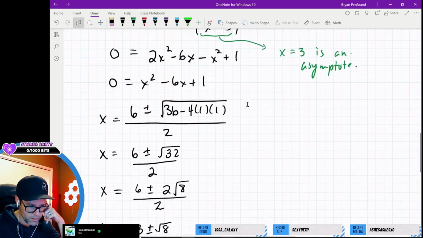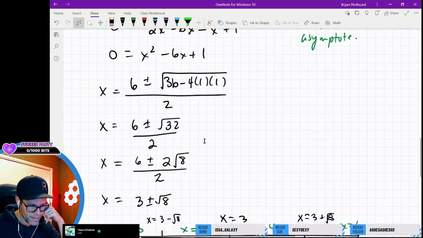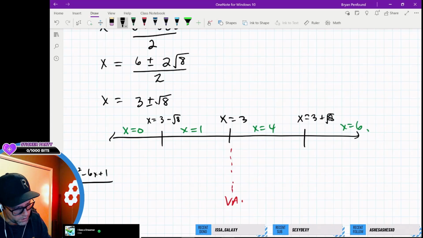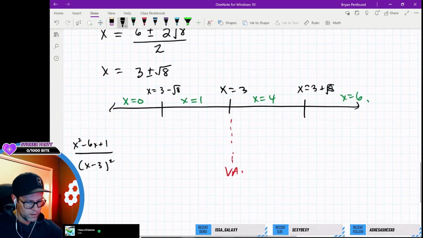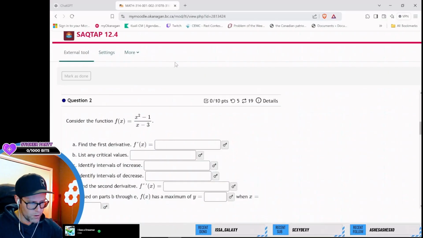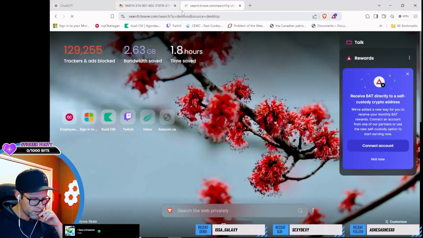The first derivative is a little messy. We did simplify the numerator though. So we could take this simplified numerator, which is x squared minus 6x plus 1, and it was over (x minus 3) all squared, right? I'm going to probably do a little bit of this work on Desmos. I think it's just going to be a little bit faster than using my calculator, to be honest.